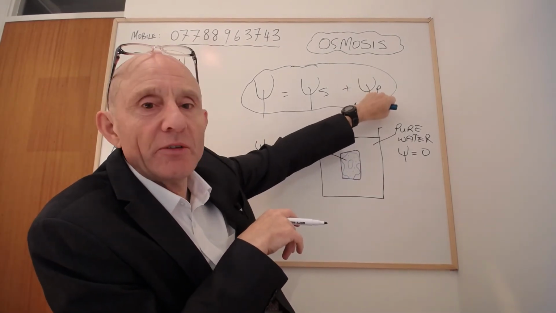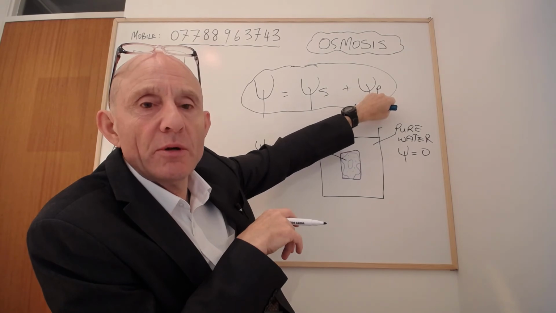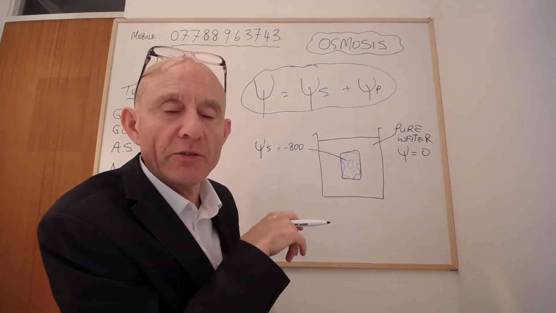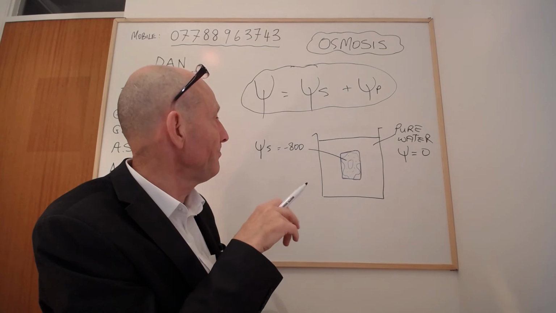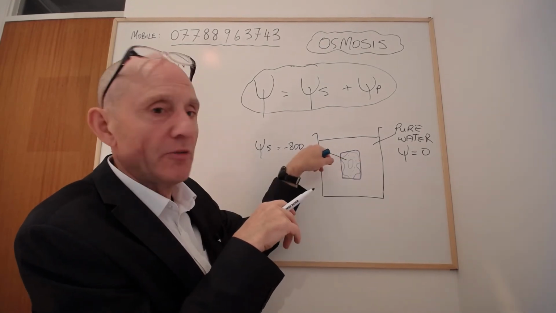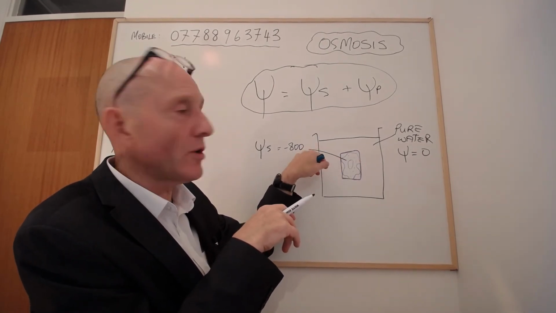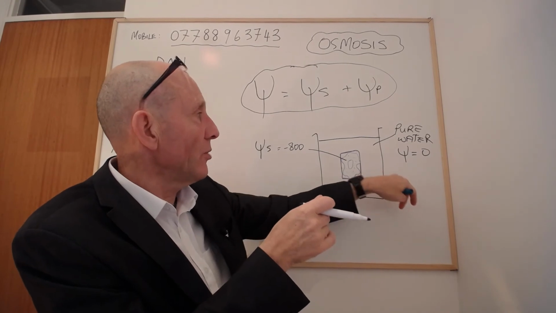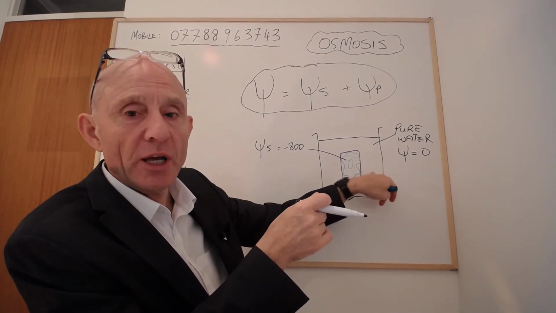This term actually has a value of 0. Okay, so this term is a value of 0 because the cell wall is not pushing up against the cell membrane. But the cytoplasm has got a value of minus 800. So if I asked you a question, what do you think will happen to the water in this beaker?